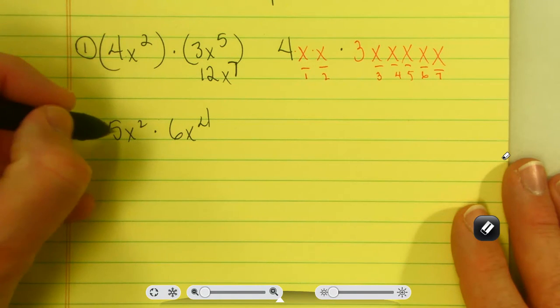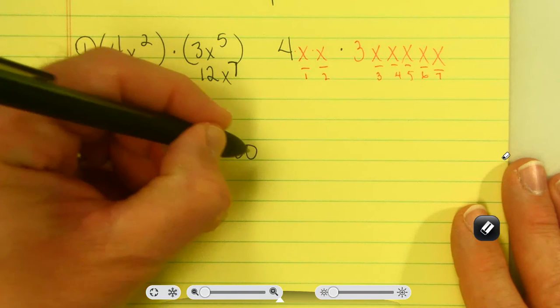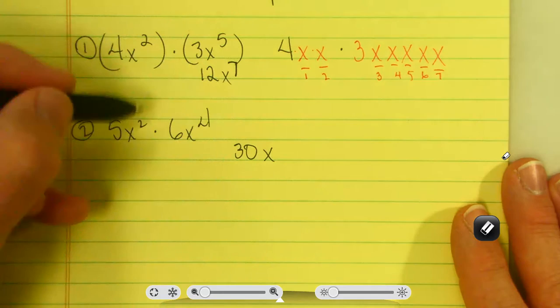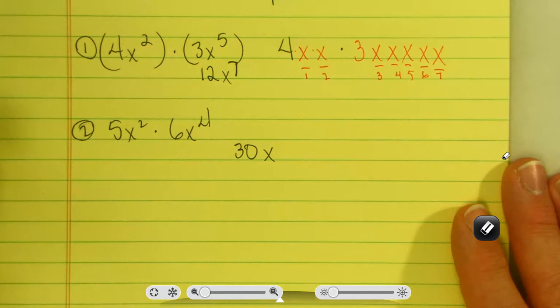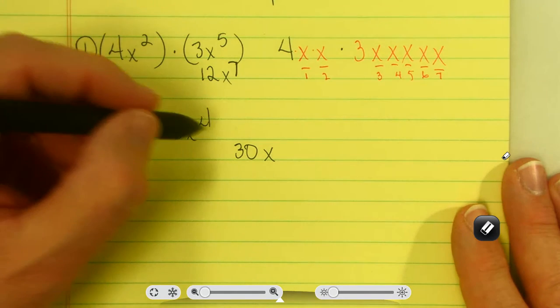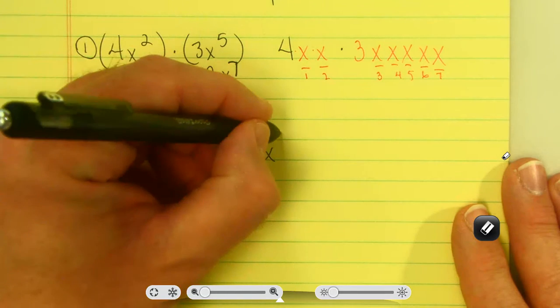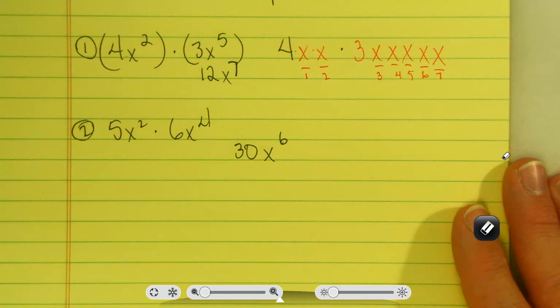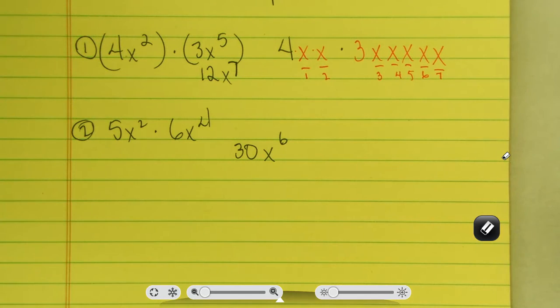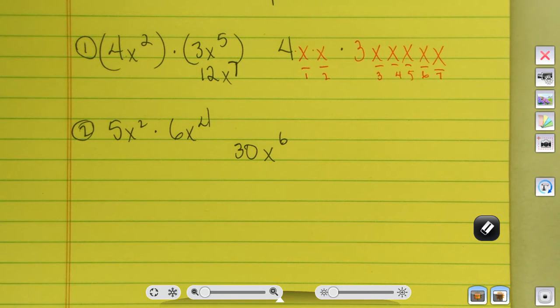Let's look at number 2. This one is 5 times 6, which I know is 30. And then it's going to be x to the 2 plus 4, x squared times x to the 4th, which will be x to the 6th power. That doesn't seem too bad. Let me give you another one to try. Let's make it a little more challenging. Write this one down, please.